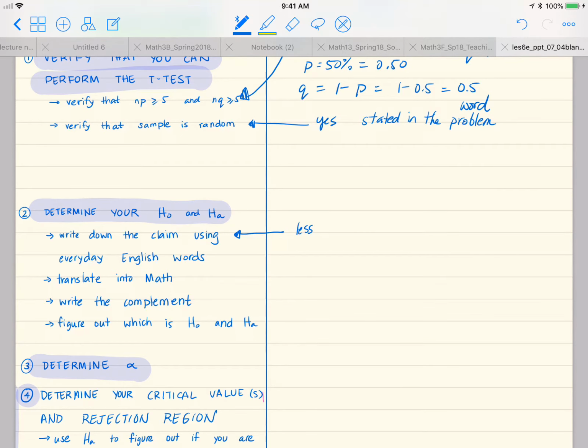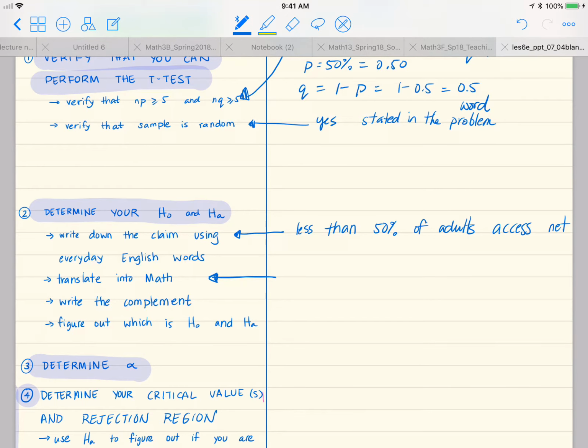Less than 50% of adults have accessed internet. Okay, translate into math.